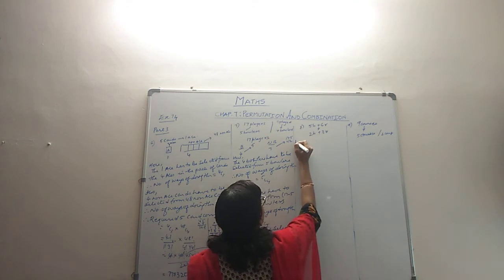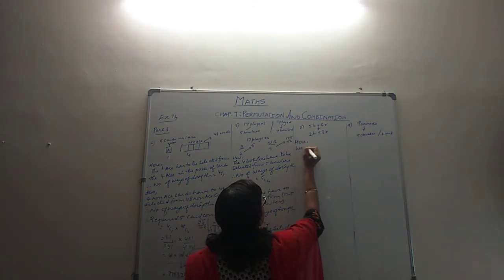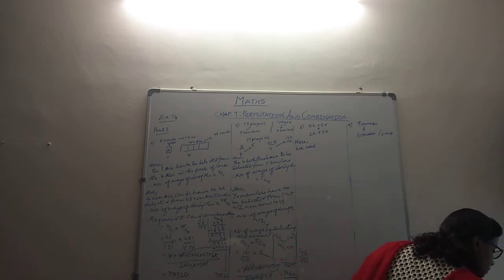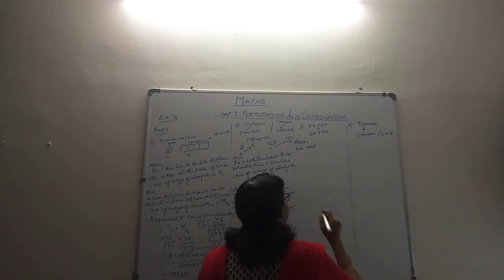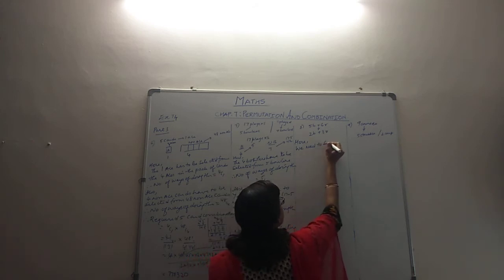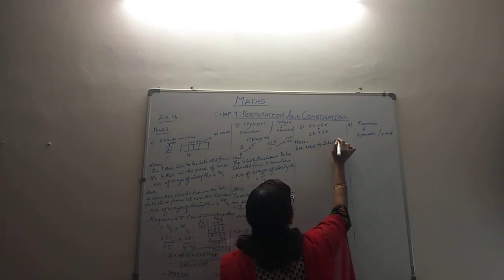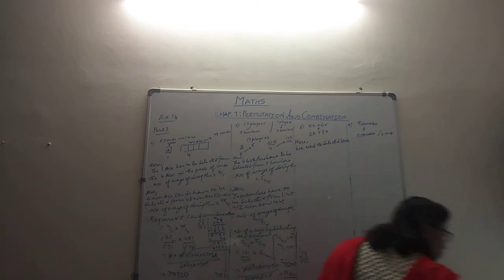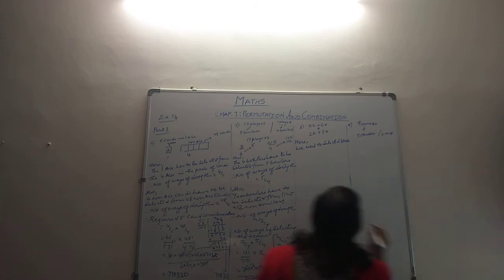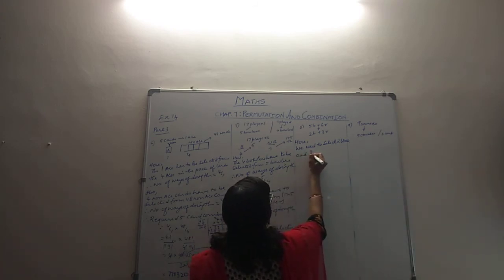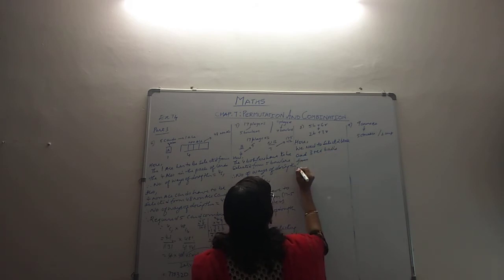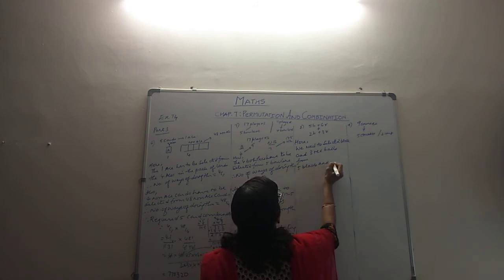So here we need to choose. The number of ways in which it is selected. We need to select 2 black and 3 red balls from 5 black and 6 red balls.